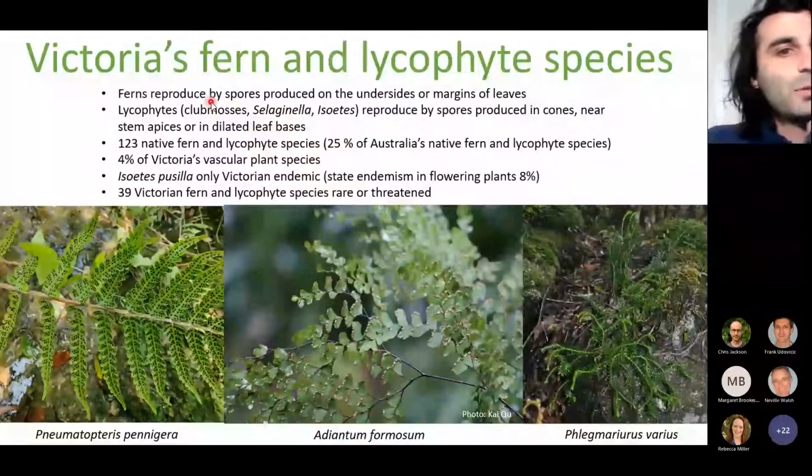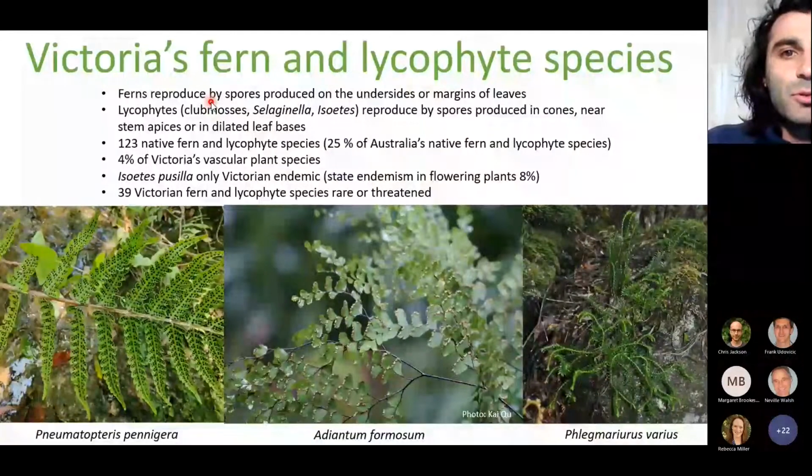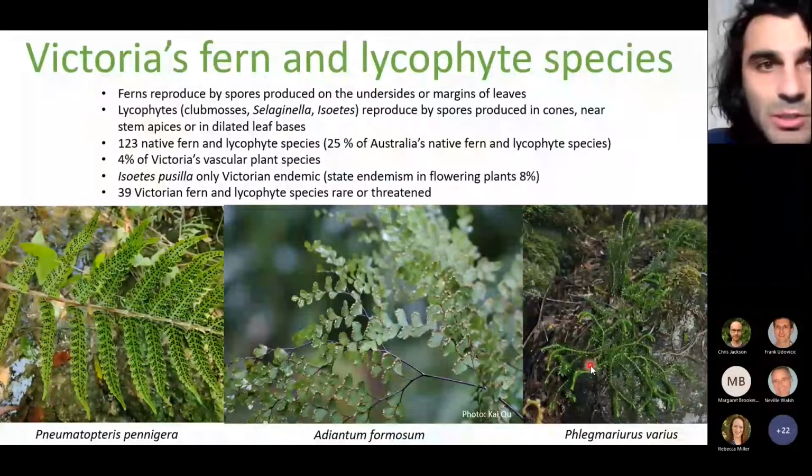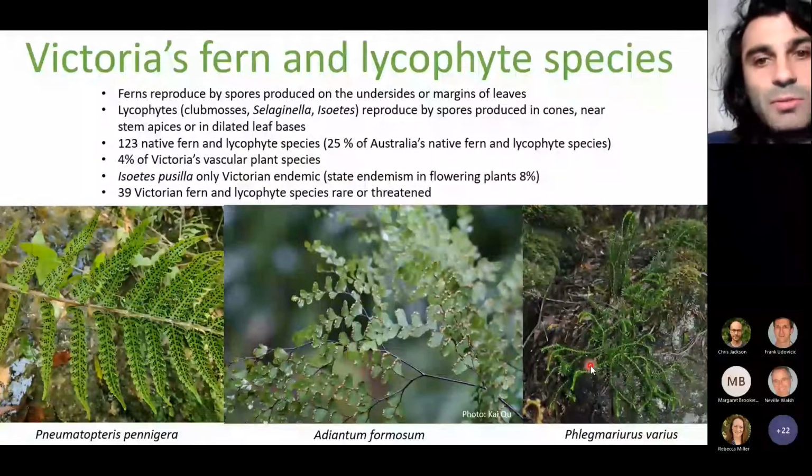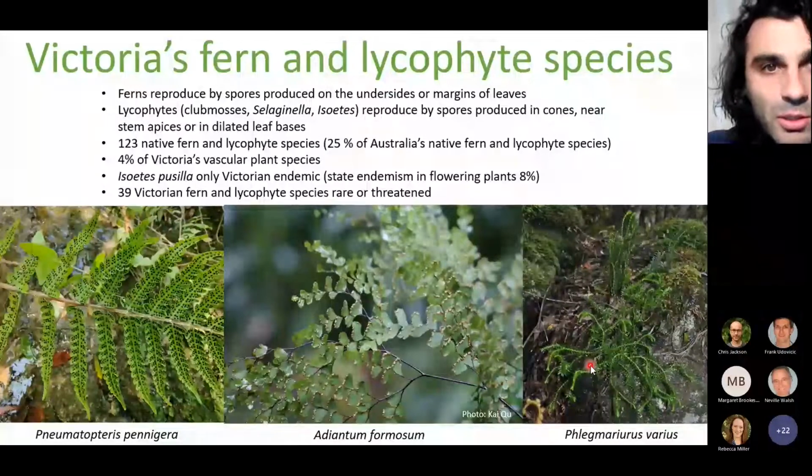Another group that we could look at too that also produce spores instead of seeds are the lycophytes. An example of a lycophyte is shown here. This is Phlegmariurus varius. It's a Victorian species, and they're commonly called club mosses, selaginella, or isoetes. In the past, they've often been studied alongside ferns because they've been referred to as fern allies, simply because they're vascular plants, but they reproduce solely by spores rather than by seeds like pines, conifers, and flowering plants.